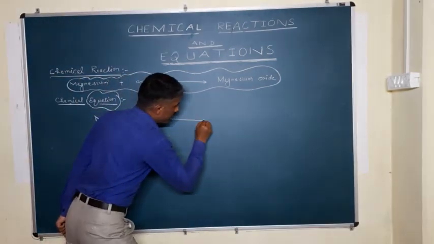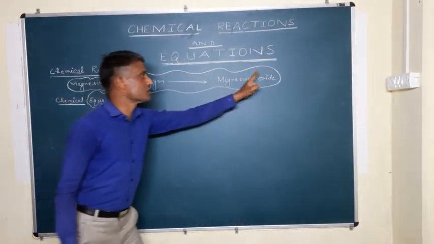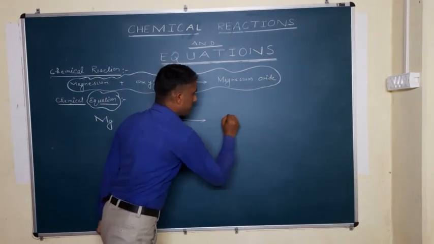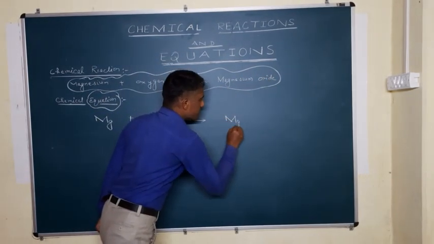To give, the arrow is read as 'to give', magnesium oxide, and the chemical formula for magnesium oxide is MgO.